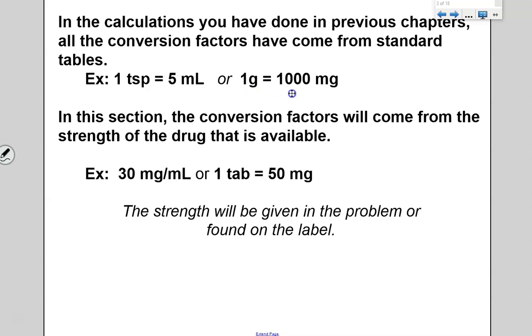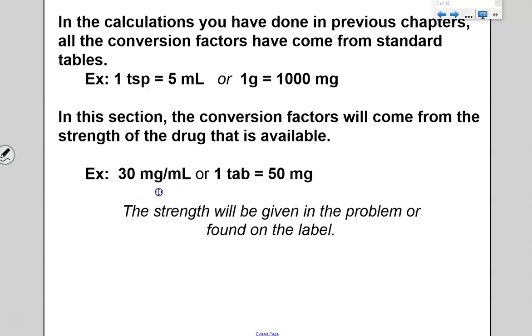Before, when we worked with conversions, the conversions came from tables. For example, 1 gram is 1,000 milligrams. We used that in the last section on apothecary, or when we did metric to English, 1 teaspoon is a certain number of milliliters. And these are true all the time. They never change. But now our conversions are going to be dealt with as strengths. Strengths do change because depending on the type of drug and the way it's given to a patient, it can be different.